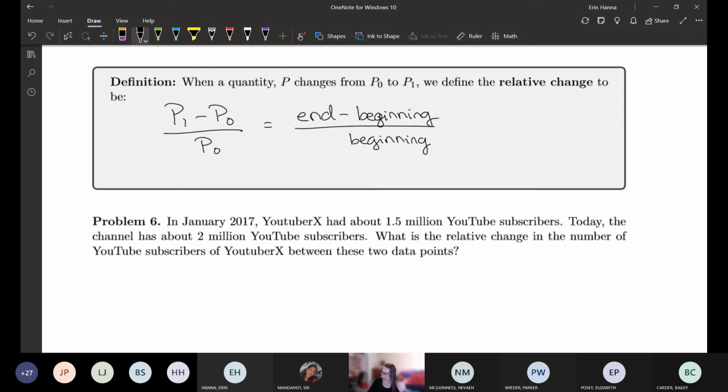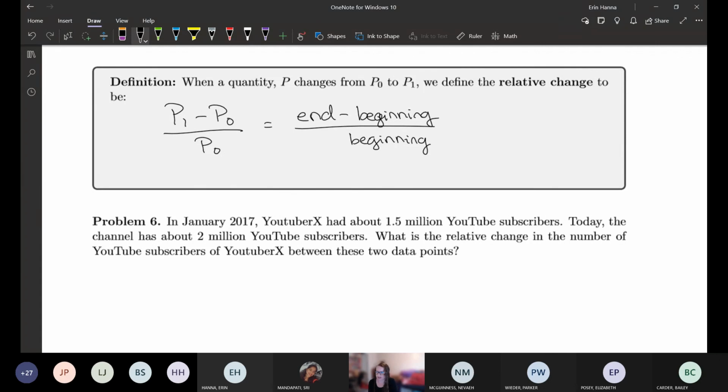So a lot of times people will get it mixed up, especially if they're thinking about the P1 and the P naught by themselves. So I like to phrase it as end minus beginning over beginning. Be very careful if you need to keep track of the beginning value and the end value. A lot of people will accidentally put the end value in the denominator, so make sure it's end minus beginning over beginning.